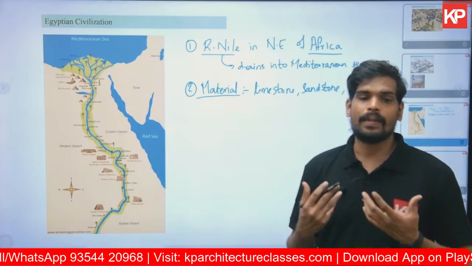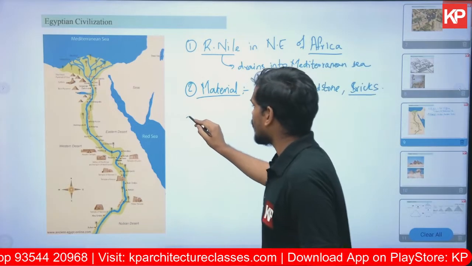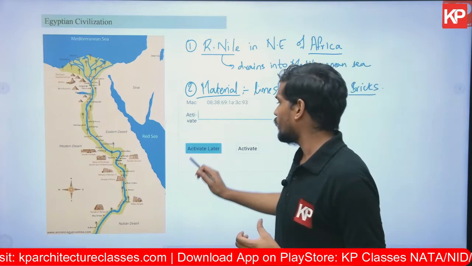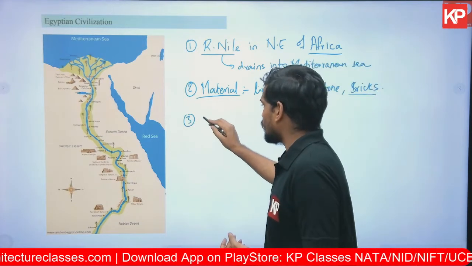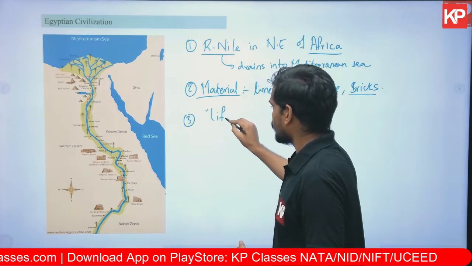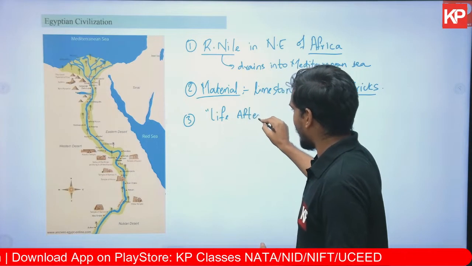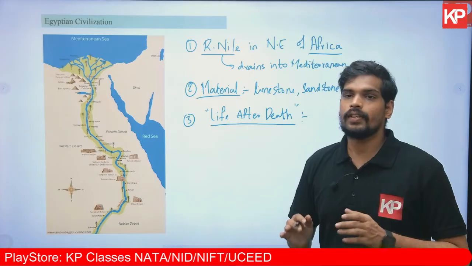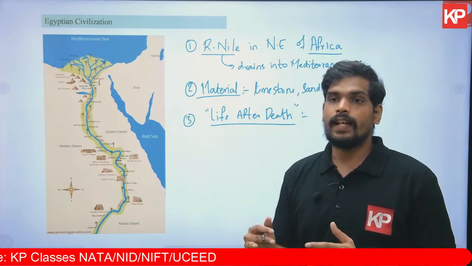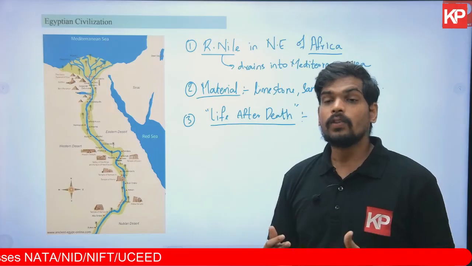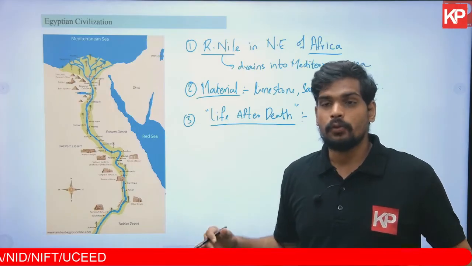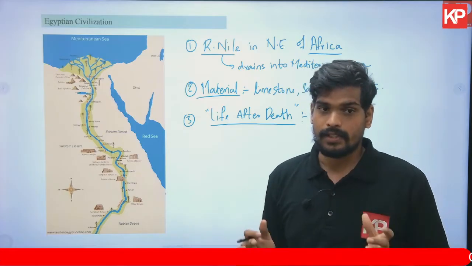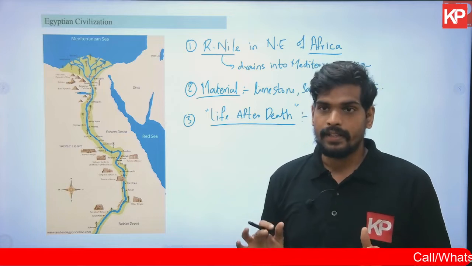Now why are pyramids so important? The third point is the religious belief. Ancient Egyptians had the belief of life after death. They believed that death is not the end of a human being or life. After death, there is an afterlife also. Because of this belief, they used to construct elaborate tomb structures. What is a tomb structure in architecture? It is basically a building or a structure which is constructed to commemorate a person who died.